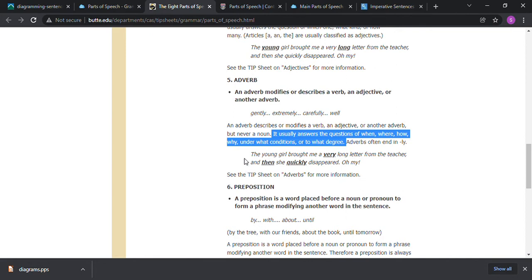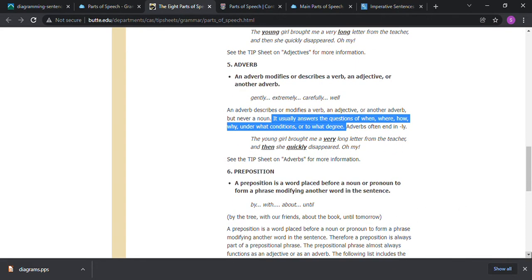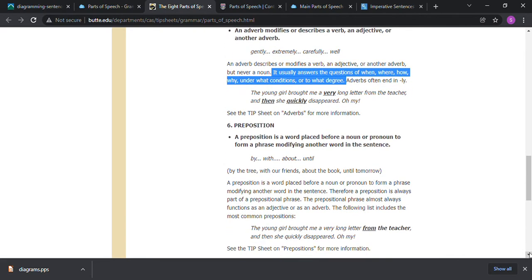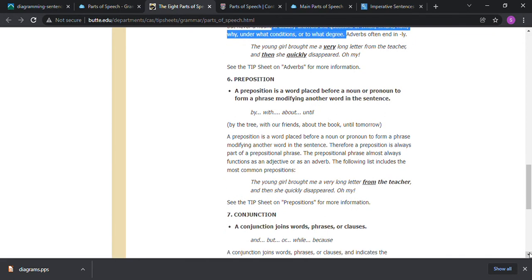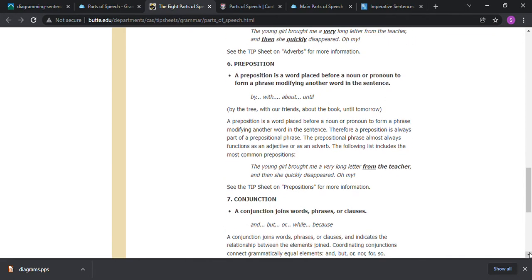And you can see the young girl brought me a very long letter from the teacher, and then she quickly disappeared. Oh my. And then it talks about preposition. Preposition is a word placed before a noun or pronoun to form a phrase modifying another word in the sentence. So then you can see what a preposition is. And you can look up examples of prepositions on the internet and get a chart. Have your students write a paper and create a list of prepositions. And then have them write a list of prepositional phrases. So that might help them.